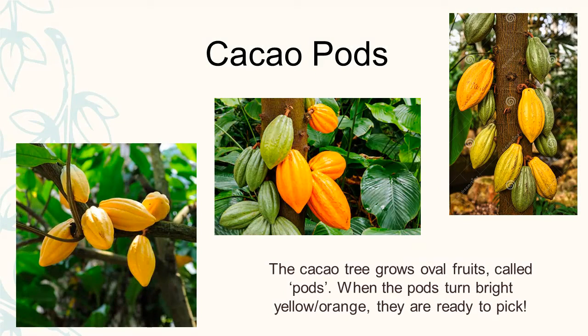The cacao tree grows oval fruits, which are called pods. These pods range from 5 to 12 inches in length. I think the yellow pods look like lemons. Each pod has about 30 to 50 seeds inside. These seeds are known as cocoa beans. When the pods turn bright yellow or orange, they are ready to pick.